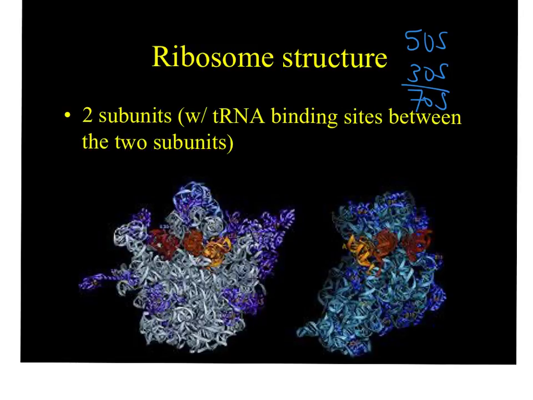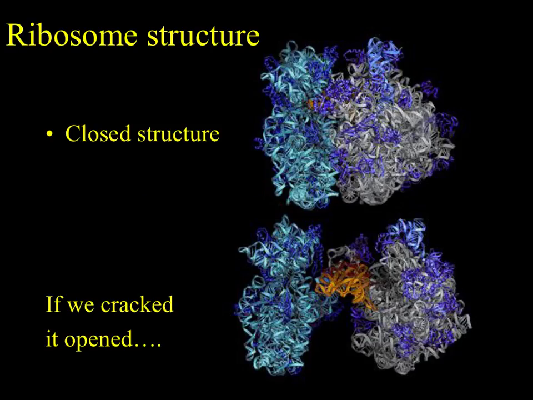It's closed, so you can't see. The tRNAs are cloistered in there, but when you crack them open, you can see where they bind. They really bind at that interface between the 30S and the 50S subunits. I think this is the 30S and that was the 50S. I don't know the label, that's why I said I would eyeball it.